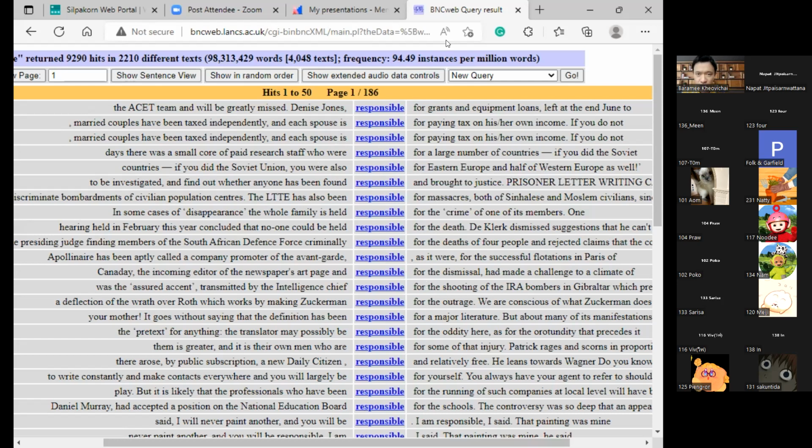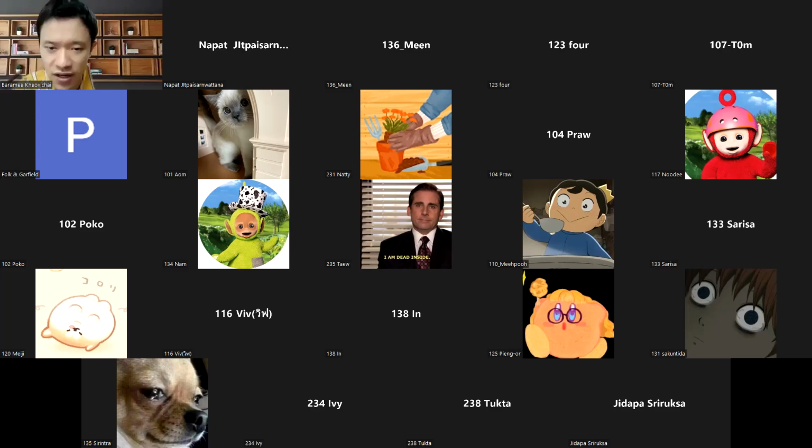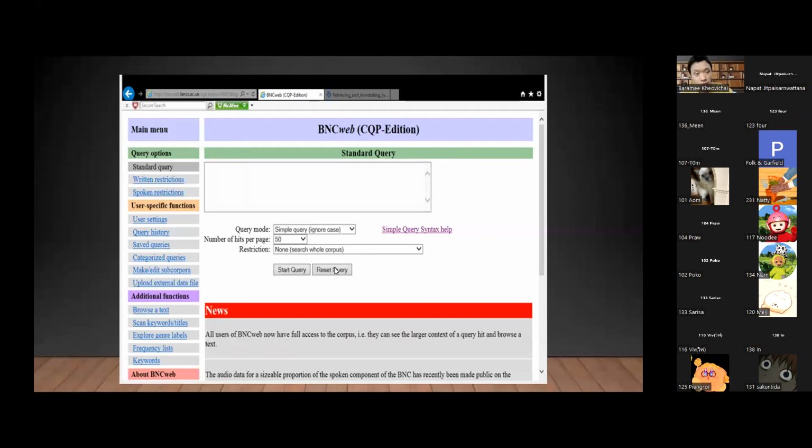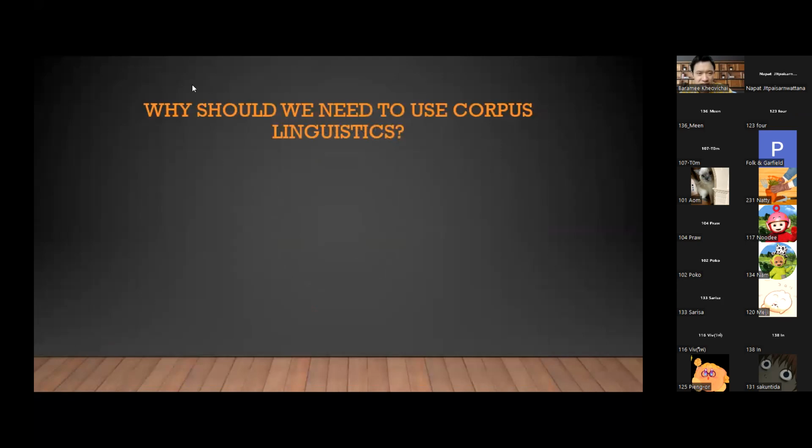Now let me go back to the PowerPoint presentation. So that's the example corpus. Today we will use a different one, but still quite useful, because to use BNC you have to register for it, and the process takes some time. That's why I asked you to use the program called Ncom, because it is free. You can just download it, and then it is ready for use.